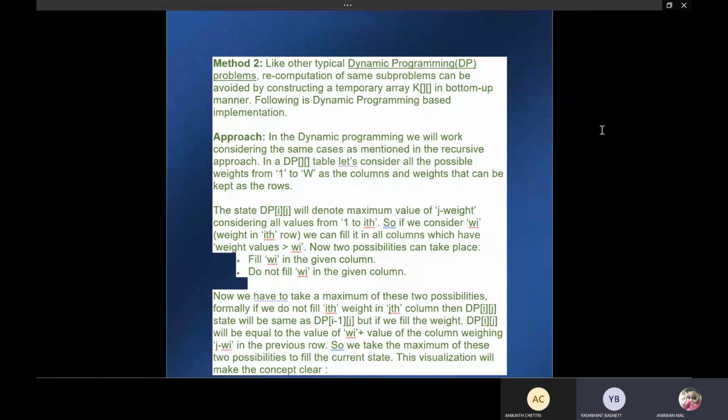Okay, so now I would like to talk about the other method, which is the method using dynamic programming. We'll be using dynamic programming to solve the 0-1 knapsack problem. Like other typical dynamic programming problems, recomputation of the same sub-problems can be avoided by constructing a temporary array, or you can say a matrix, in a bottom-up manner. So the following is the dynamic programming based implementation. The approach is simple.